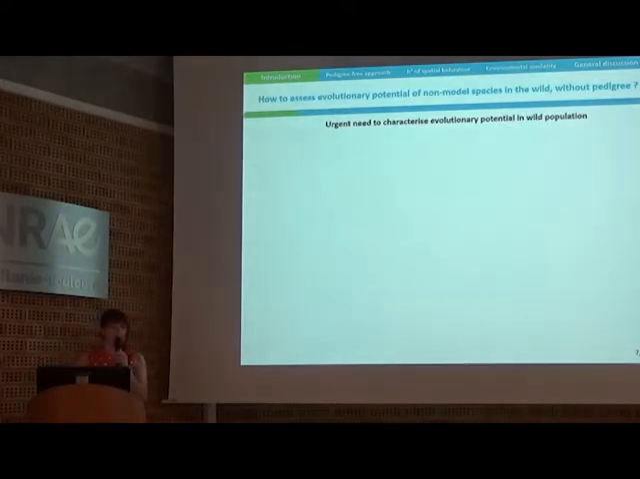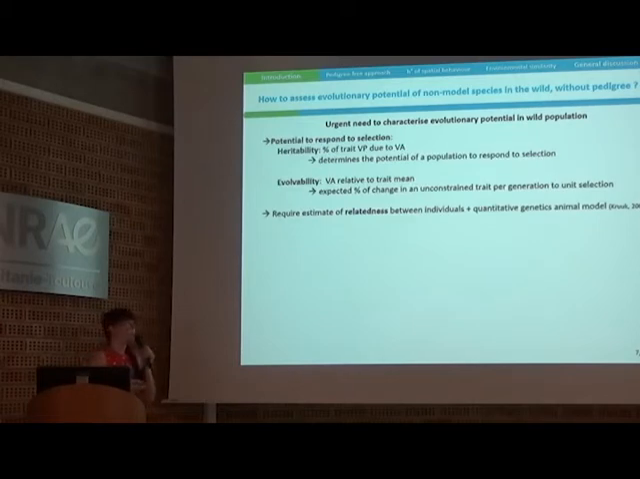Particularly, we need to characterize the evolutionary potential of wild populations. Evolutionary potential is the potential to respond to selection, and we can assess it through two different metrics: heritability or evolvability. Heritability is the percentage of phenotypic variation in a trait due to genetic variation, so it gives an idea of the potential of a population to respond to selection.